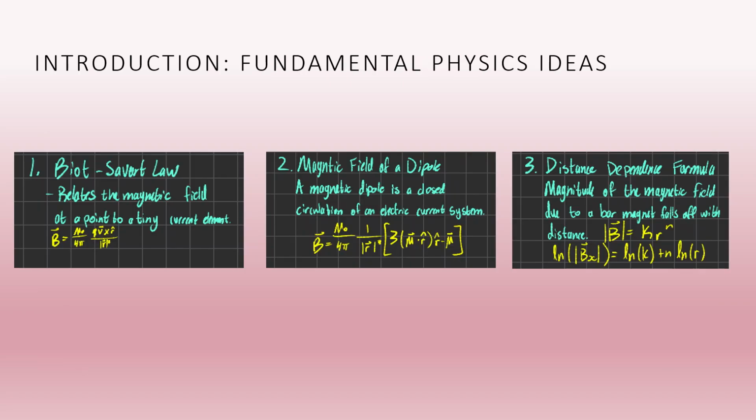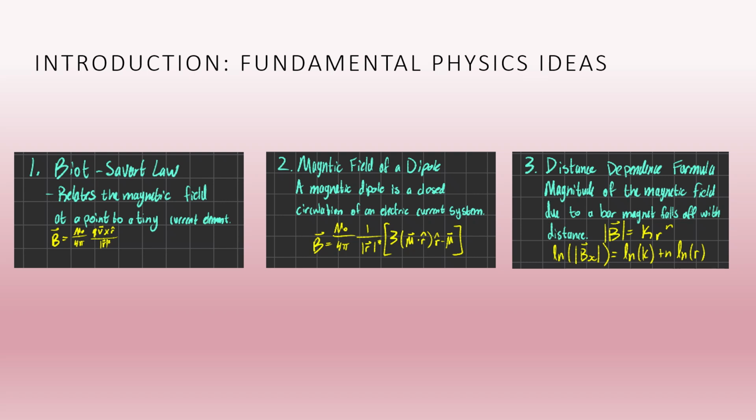So here's the fundamental physics ideas. So first we have the Biot-Savart law, and this relates the magnetic field at a point to a tiny current element. And I put the formula below. And then second is the magnetic field of a dipole, which is a closed circulation of an electric current system. And then I put the formula there as well.